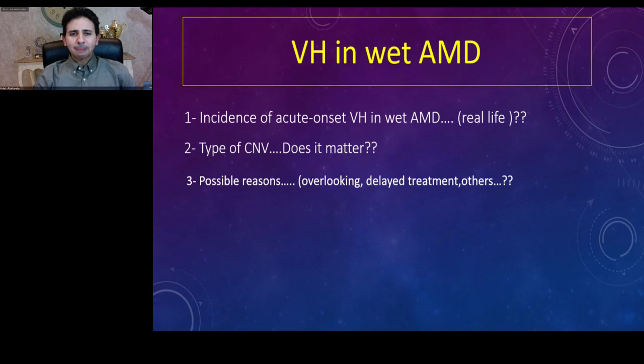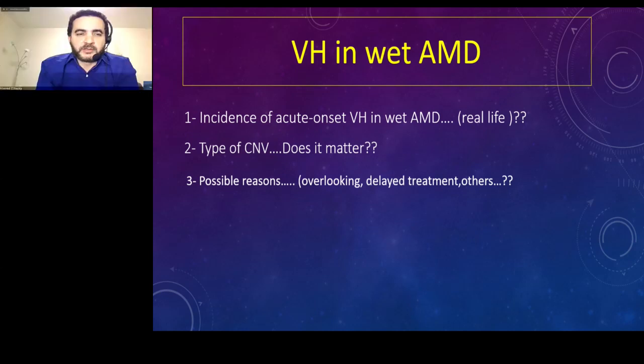Okay. One before the last one: what could be the reason that patients can present with vitreous hemorrhage in wet AMD? Maybe it's overlooked or underdiagnosed, or maybe delayed treatment, or maybe other combined pathologies. You need to investigate more just to avoid this, or it's just a natural course that differs from one patient to another. I'm just brainstorming. I'm getting your opinions.